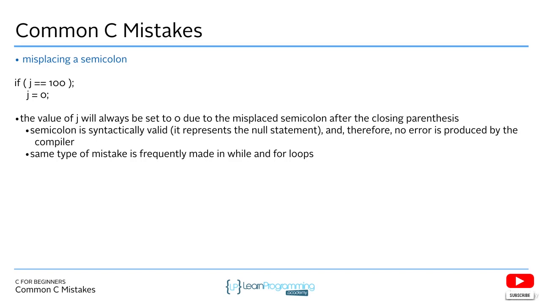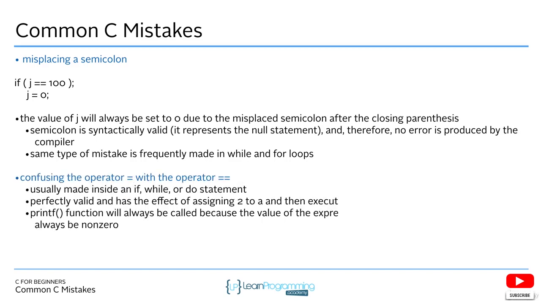And this type of mistake can be common in looping as well. When you have a loop and you put the semicolon at the end of the for loop, and then you may have a bracket, or you don't have the bracket because you'll have an error if you have the bracket. Very common. Another one is confusing the assignment operator with the equality operator.